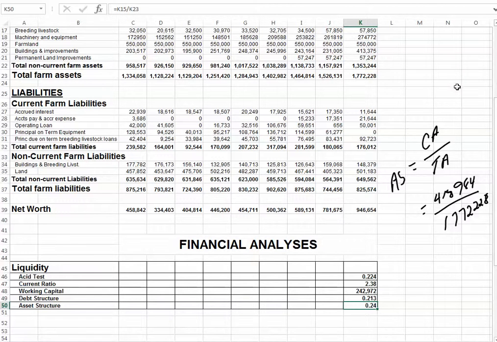So it can be a good indicator to a lender, for example, of what type of assets a person owns, especially if they're applying for a loan. Then the lender begins to have some idea if they own some land, if they own some machinery, if they own some breeding stock, and so forth.